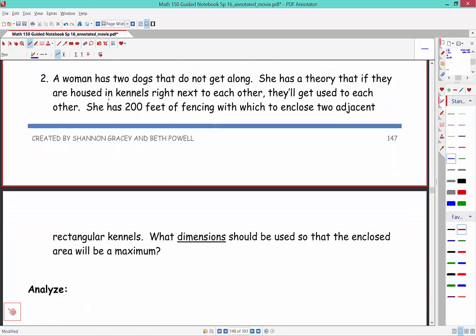A woman has 2 dogs that do not get along. She has a theory that if they are housed in kennels right next to each other, they'll get used to each other. She has 200 feet of fencing with which to enclose 2 adjacent rectangular kennels. What dimension should be used so that the enclosed area will be a maximum? Alrighty, well, let's see what we have going on. We've got this kennel.